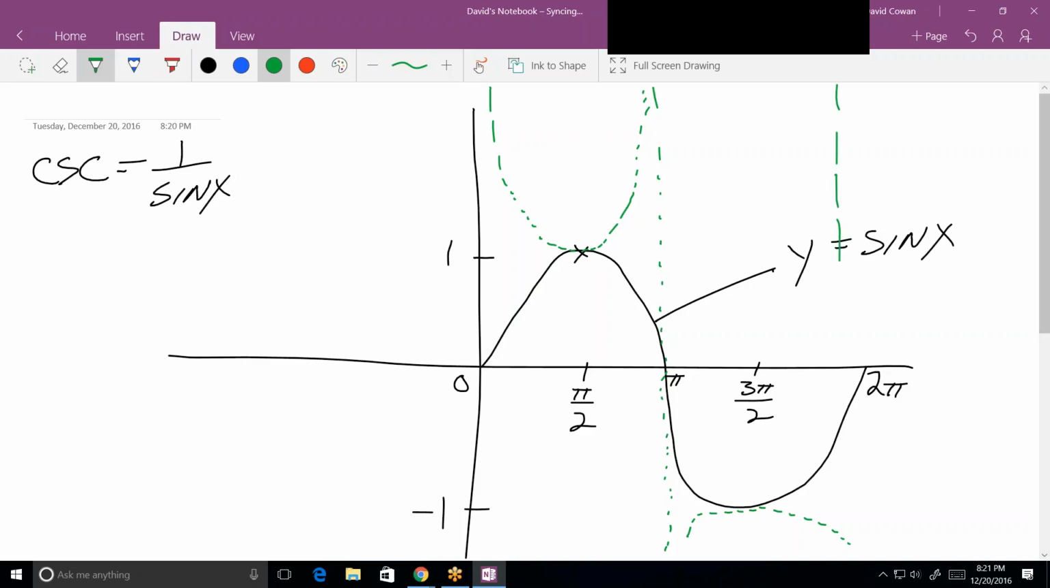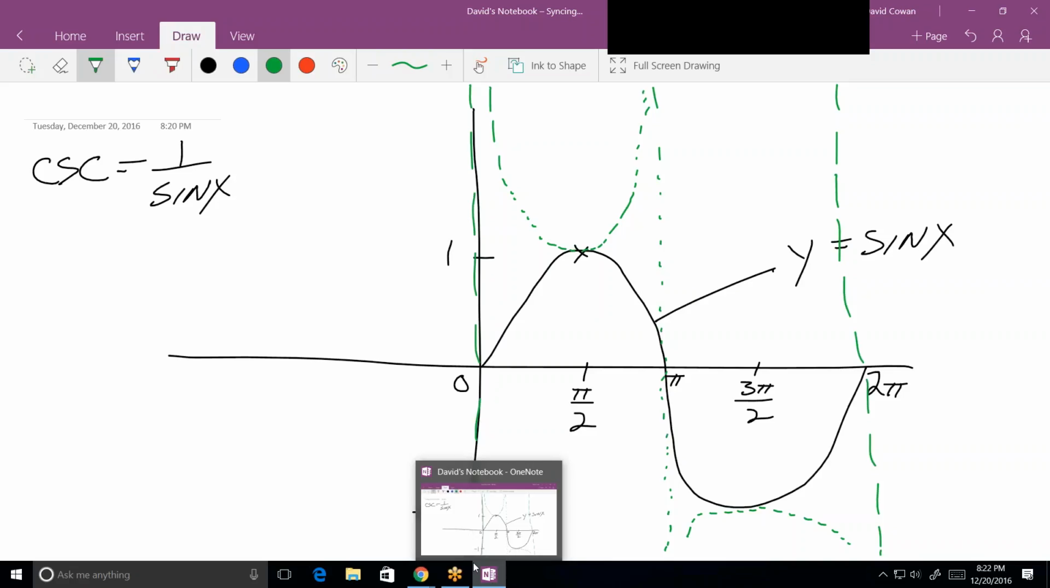Okay? So your vertical asymptotes are going to come whenever its reciprocal function is equal to 0. And of course there's one right there. And again, the period of cosecant of x is 2 pi. And in fact, in this example that I've drawn, it goes from 0 to 2 pi, whereas secant went from minus pi over 2 to 3 pi over 2. So horizontally shifted a little bit.